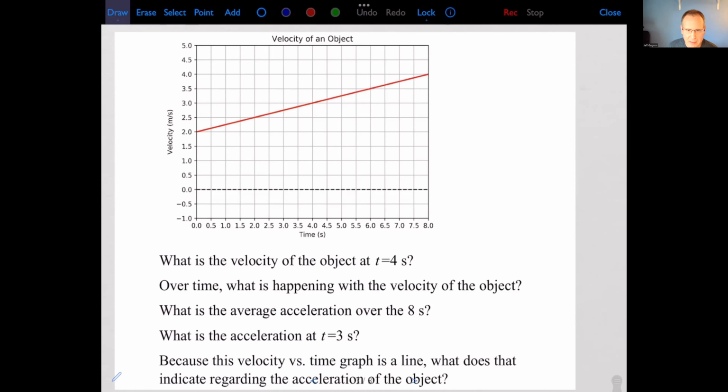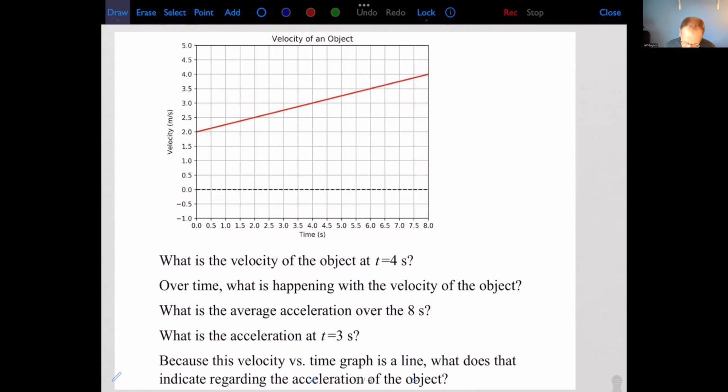Actually, we'll talk about it in the next example. If I ask you about displacement, like the change in position, it turns out that's going to be the area underneath the velocity versus time graph. Okay, so if I ask you about velocity, read it off directly. Acceleration, we have to look at the slope of the velocity versus time graph. And if I ask about displacement, it's the area underneath the velocity versus time graph.